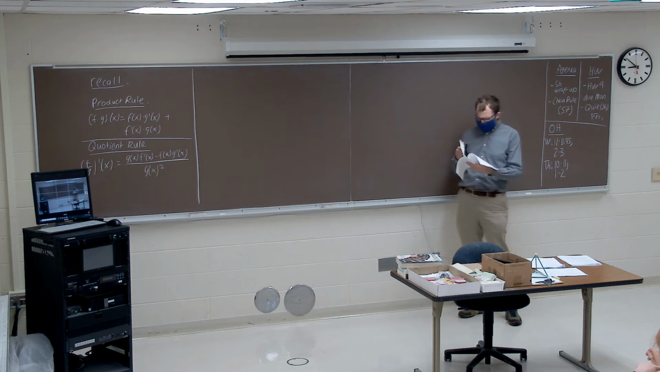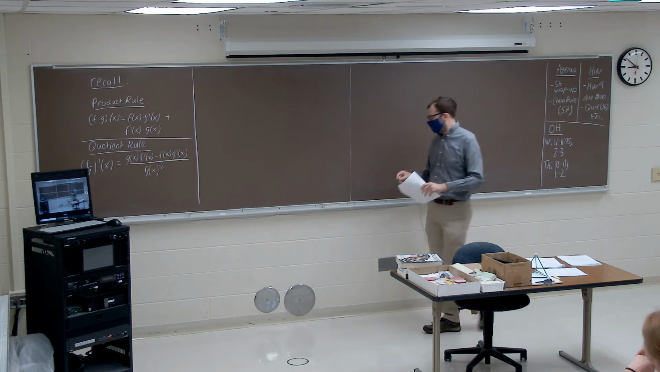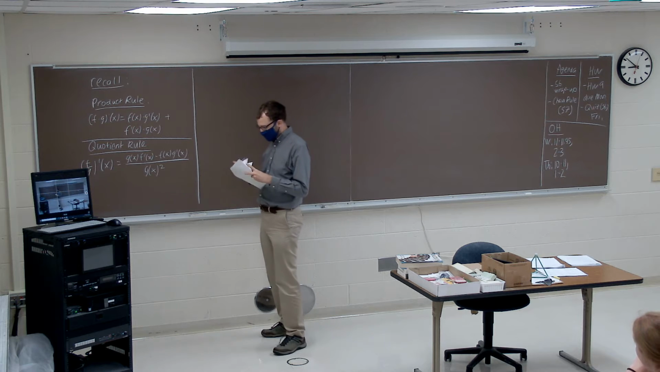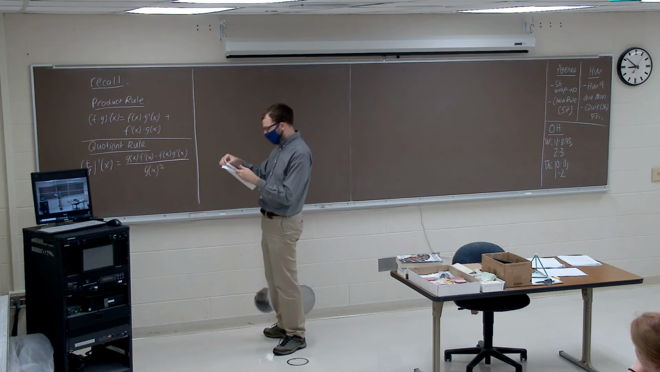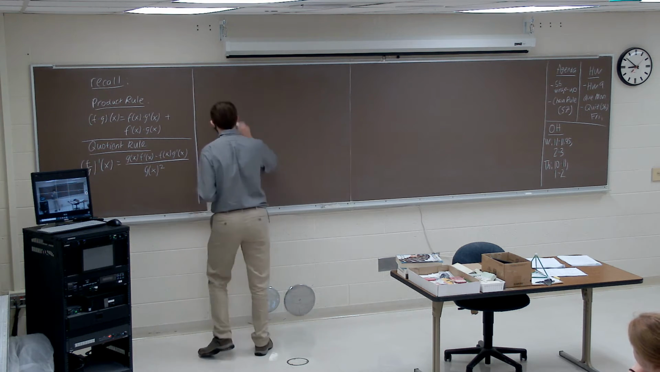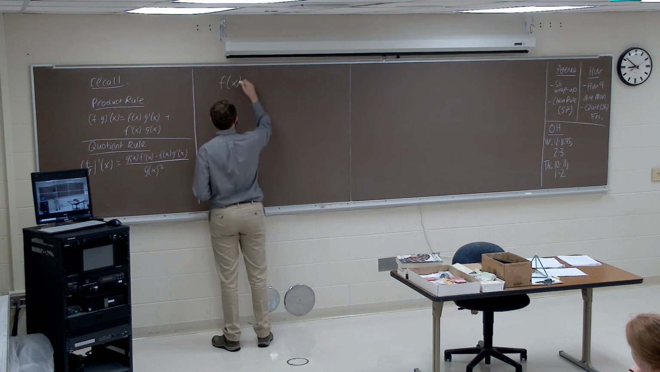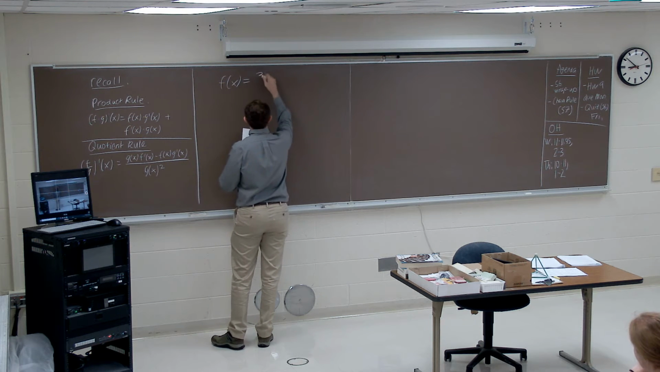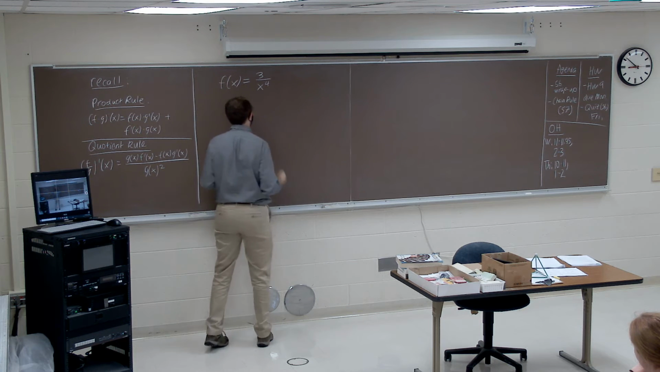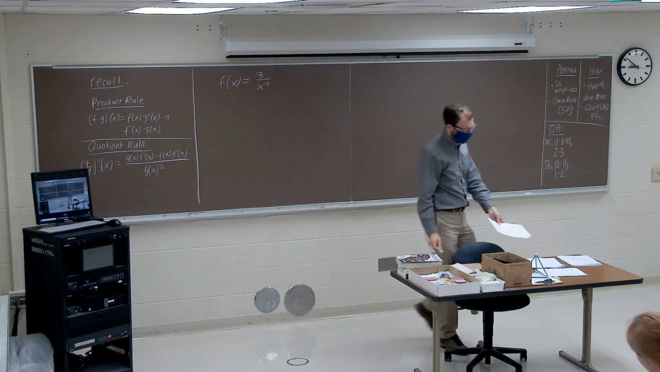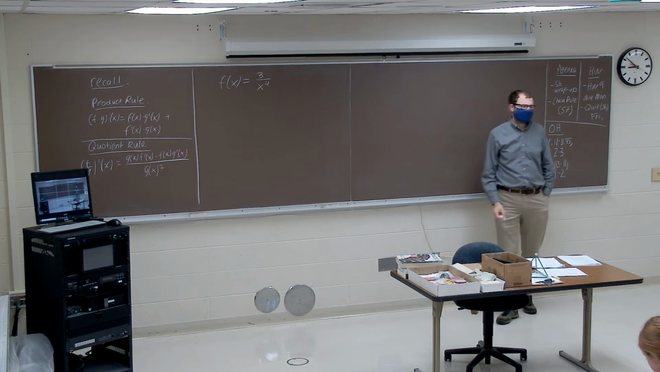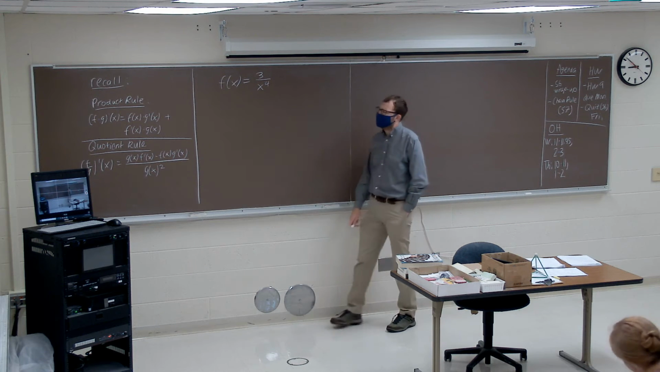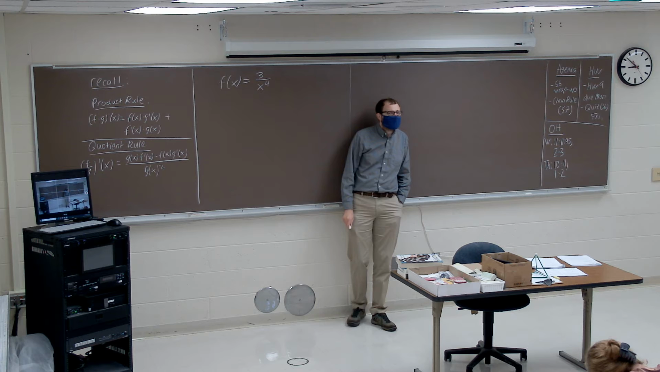So what I'd like to start with today is, on the fourth page of the packet, the function f of x equals 3 divided by x to the 4th. Here's my challenge. I think we have two different techniques that we can now use in order to help us differentiate this.